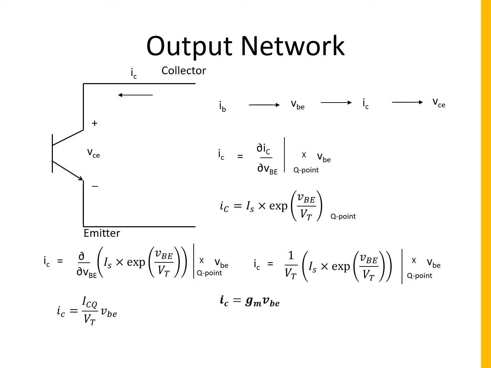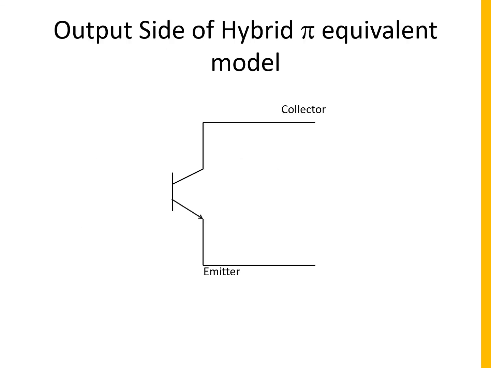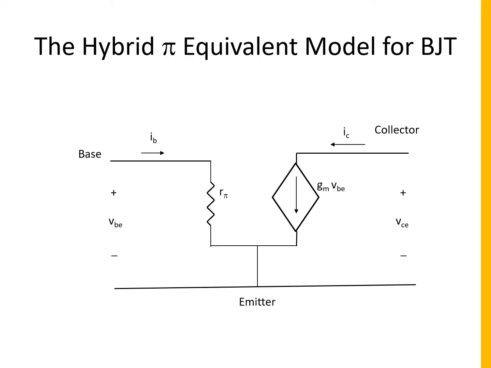As we see, IC depends on the input side voltage. Hence, in the equivalent model, we will have a dependent current source. The output network can be replaced by a current source with value gm VBE. It is controlled by the input voltage and hence is marked as a dependent current source. The entire electrical model now looks like this.